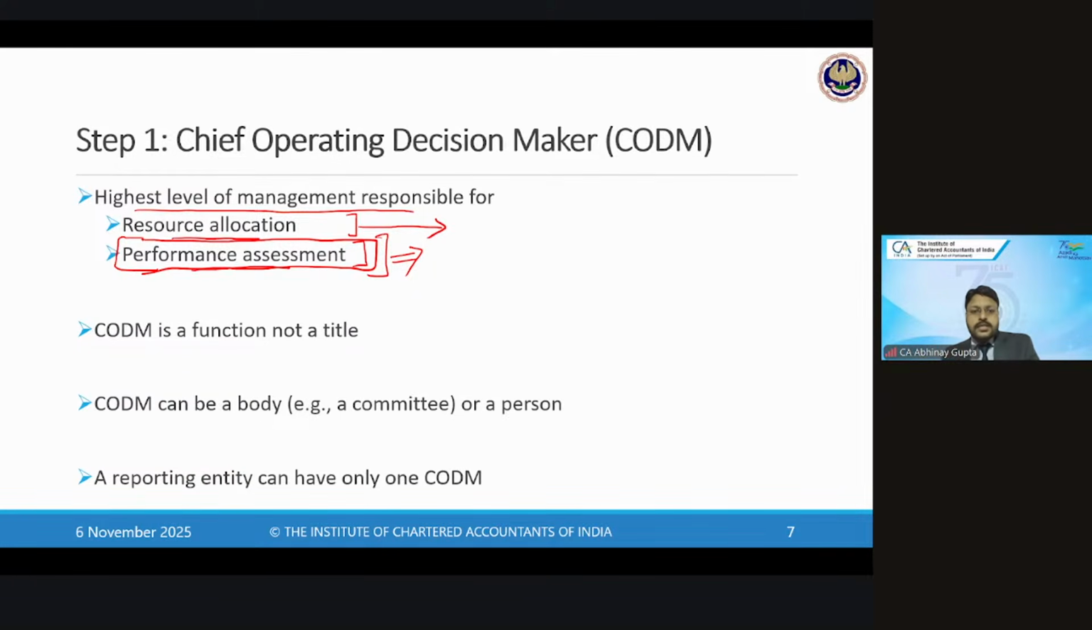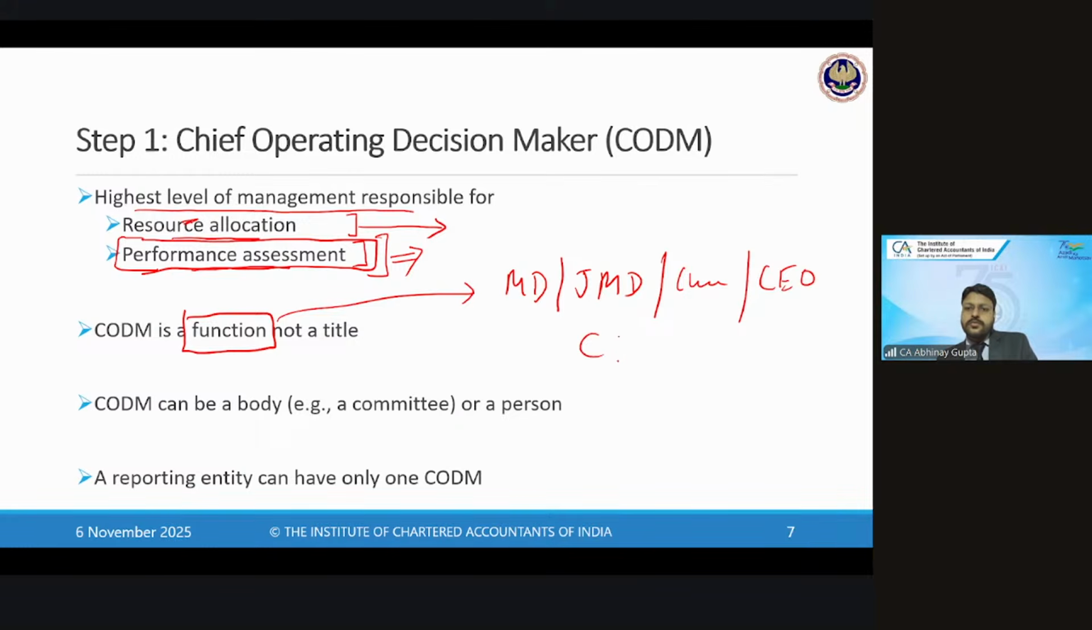Now, the standard says CODM is a function, not a title. So the CODM could be a single person, or a group of persons, or a committee or a body which is empowered to take all these decisions. It could be the MD, the JMD, Joint Managing Director, the chairman of any committee, the CEO, the CFO, or any other executive director, etc. The standard says no designation is specifically called out as the CODM. So we don't go by the fancy titles; we will go by the function.